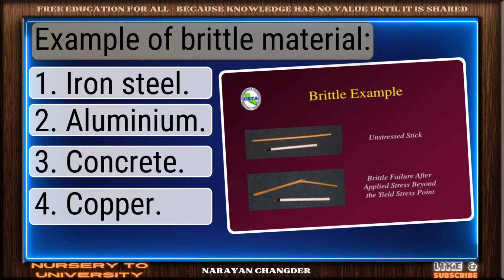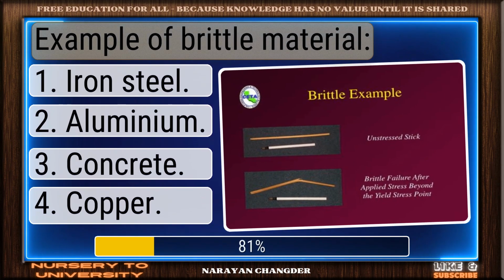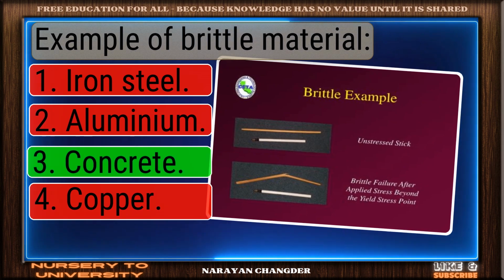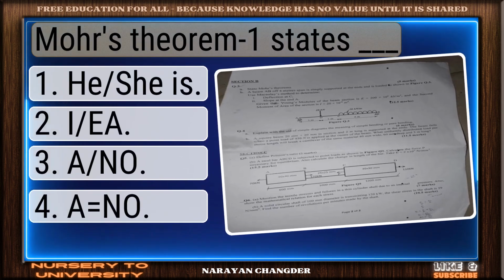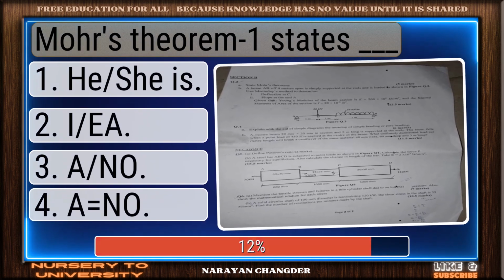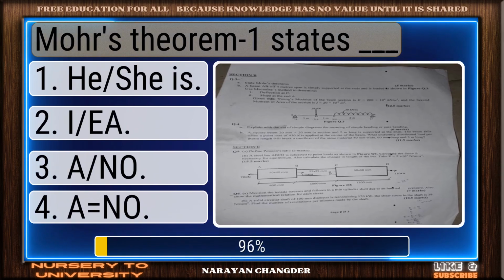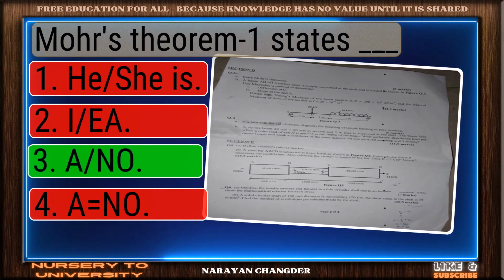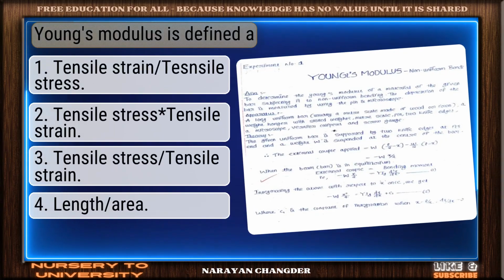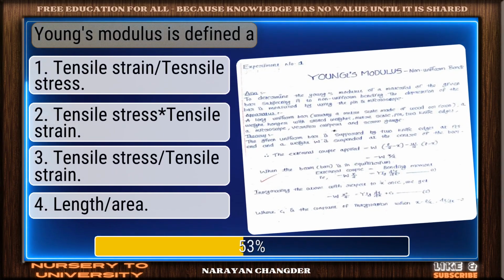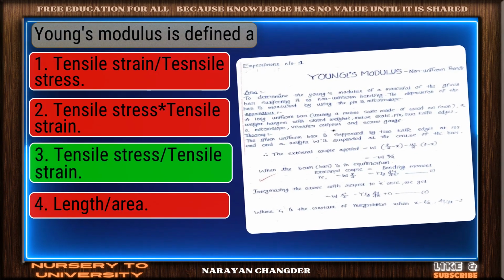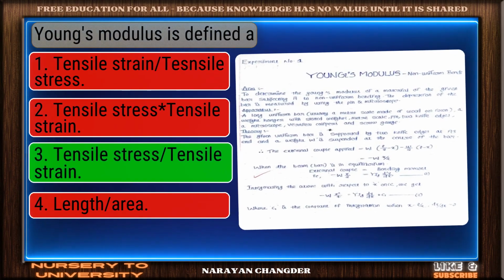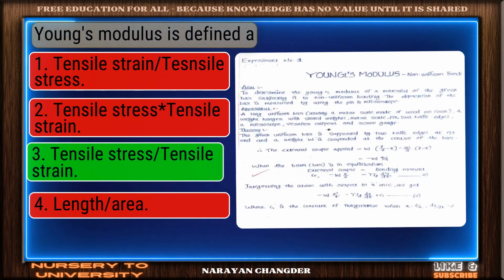Example of brittle material. Nice work. You chose concrete and it is correct. Mohr's theorem 1 states dash. Well picked. θ is the correct answer. Young's modulus is defined as. Excellent choice. Tensile stress by tensile strain is the right answer.